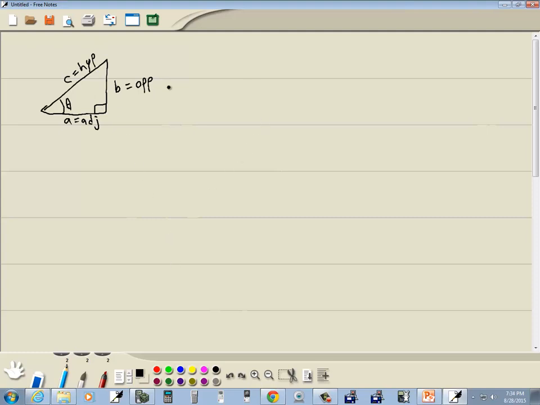Now, let me label this again. I said that was B, this was A, and C. You'll see me do a mixture of these. Sometimes I'll have these letters in here, and then sometimes I'll flip them over to opposite, adjacent, and hypotenuse because it's easier to work problems to think of in those terms.